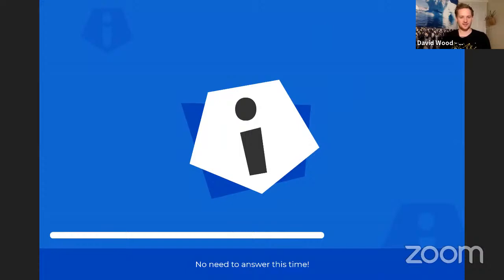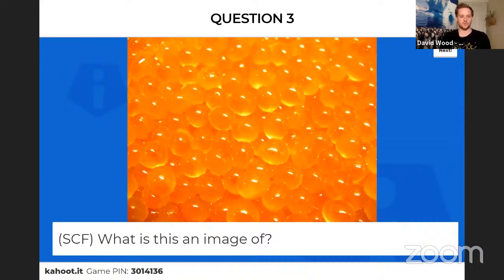Question three, and again, this is another one from our science communication fellows. What is this an image of? Take a good look. We'll see it again here in a second. What was that an image of?